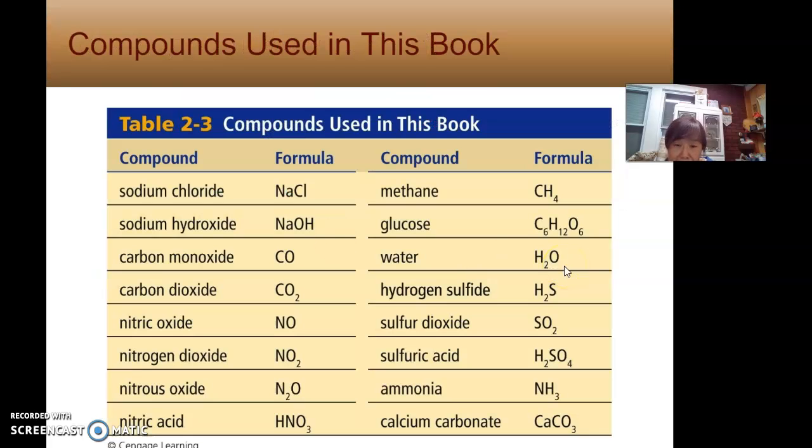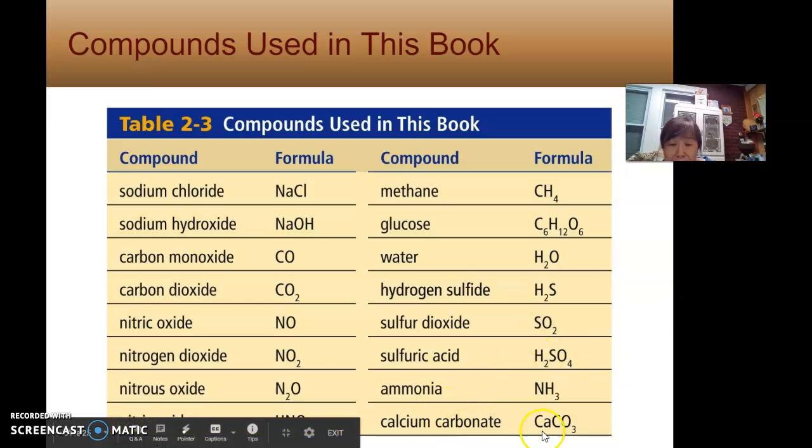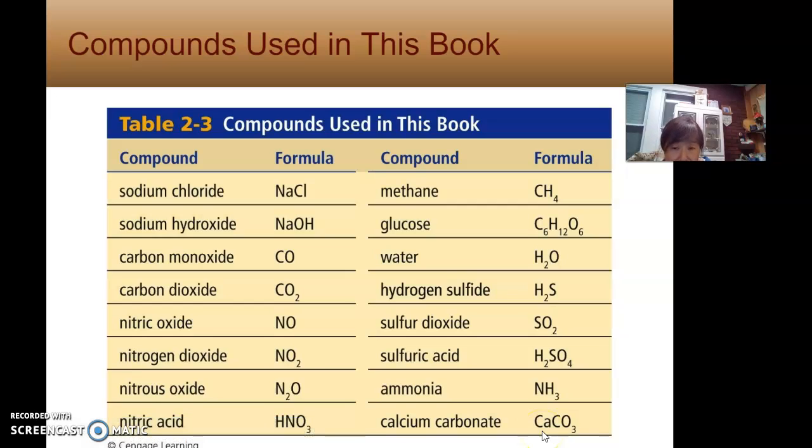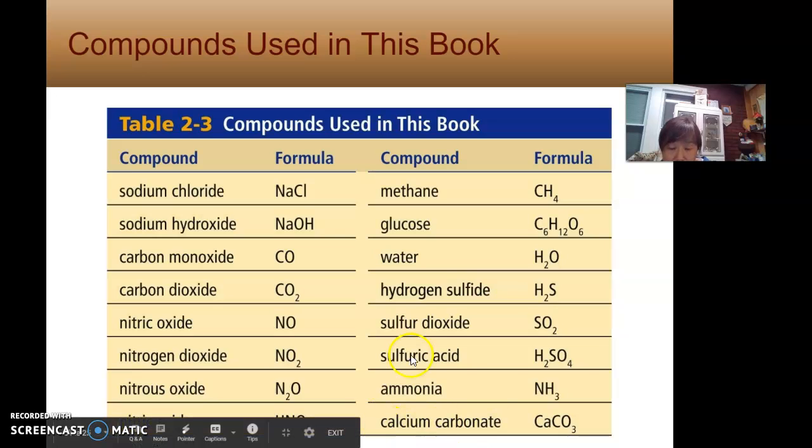Also, we have several basic compounds involved with living things or with pollution used in this book. Again, I will not quiz you on their names back and forth. However, you should spend some time to look at them. Those are very basic things.